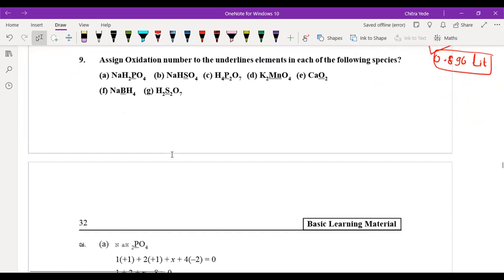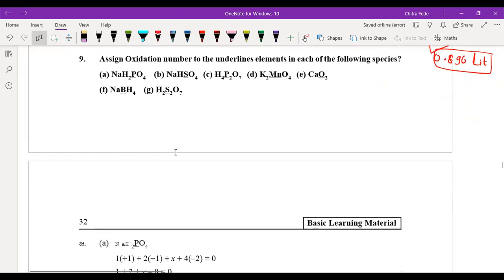Assign the oxidation number to the underlined element. For that I will make you understand a simple trick by which you can assign the charges. First we will use H2SO4.